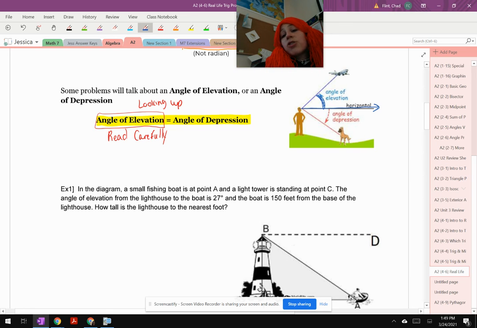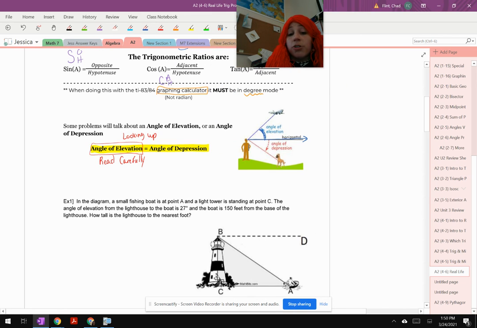And then angle of depression is just the opposite, by looking down. You'll see what I mean by those more when we get into the pictures. And again, all you have to do is read carefully to figure out where it goes in the picture. I feel like I had more to say about that, but maybe not.